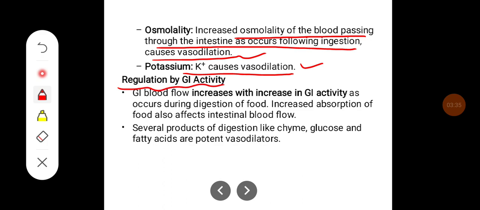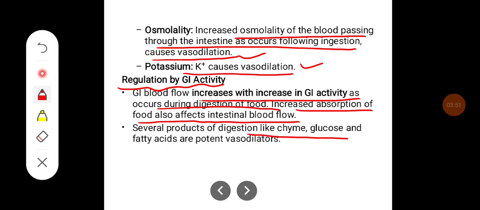Regulation by the GI activity. GI blood flow increases with increase in the GI activity as occurs during digestion of the food. Increased absorption of the food also affects the intestinal blood flow. Several products of digestion like chyme, glucose, fatty acids are potent vasodilators.